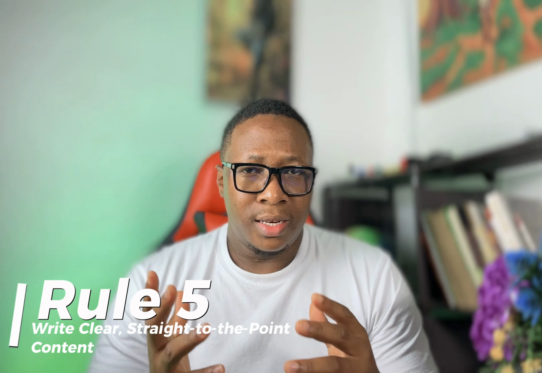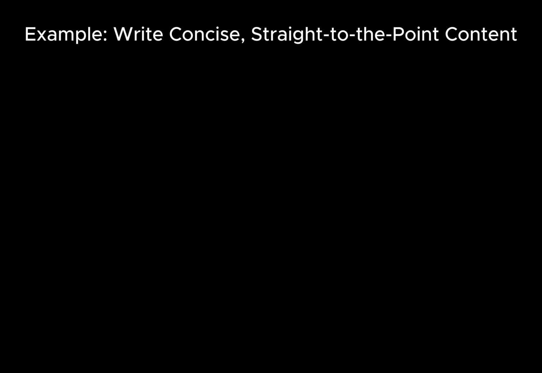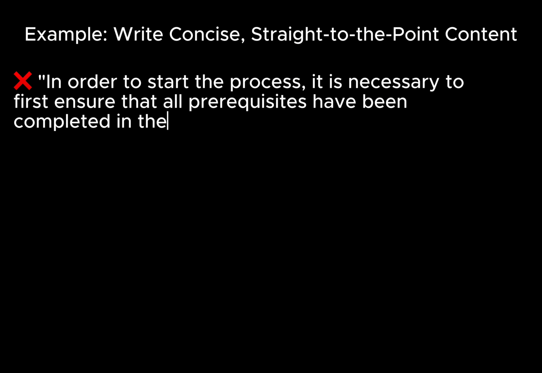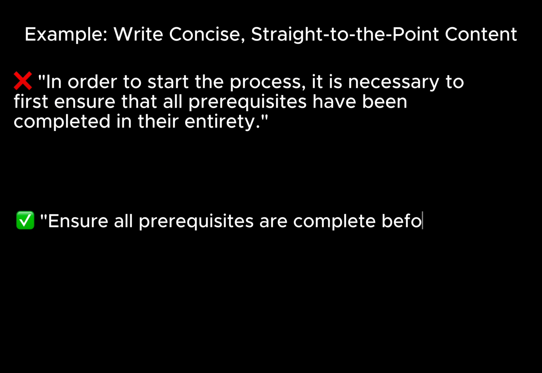Let's take a look at an example. Now, imagine you write something like this: "In order to start the process, it is necessary to first ensure that all prerequisites have been completed in their entirety." This is too long. It is not clear. In fact, it is confusing and not really straight to the point. Now, imagine you write it this way, a better way: "Ensure all prerequisites are complete before starting the process." Now, it is concise and straight to the point. No confusion.